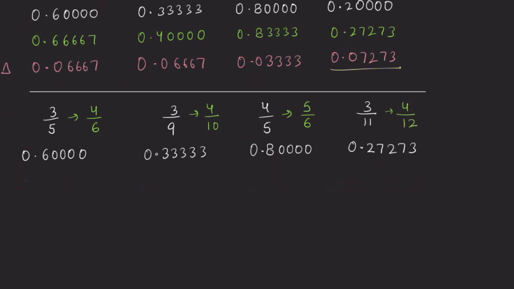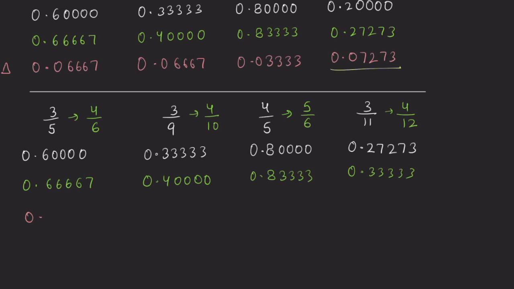Now what will be the new pass ratio? This will be 0.6667 or we can say 67, right? This one will be 0.40000. This one will be 0.83333 and this one will be 0.33333, right? Then let's find out the deltas again.